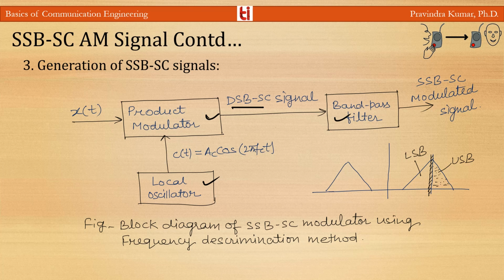The frequency range of the band pass filter should be selected as the spectrum of the desired single sideband suppressed carrier signal. This means the band pass filter can be tuned to either upper sideband or lower sideband frequencies to get the respective SSB-SC waves having upper sideband or lower sideband.